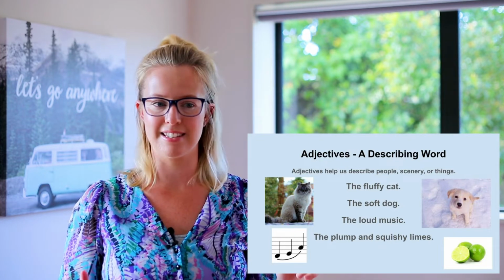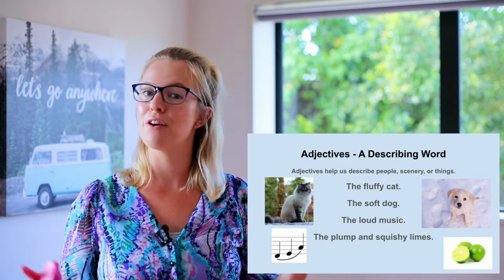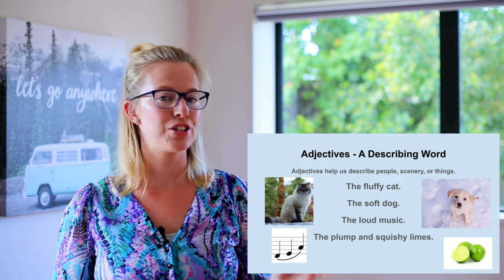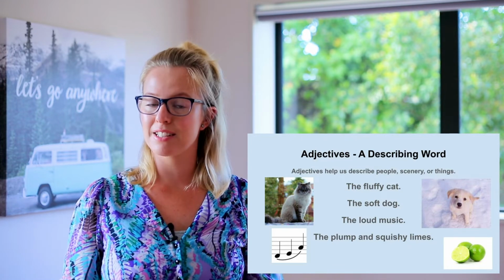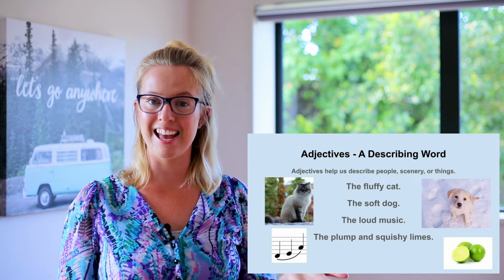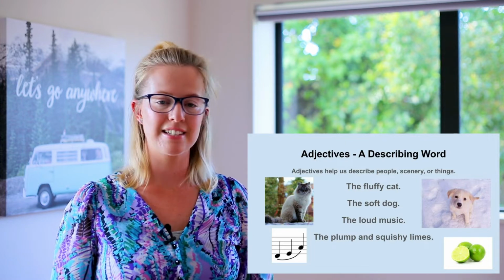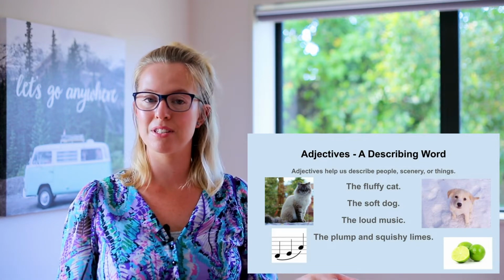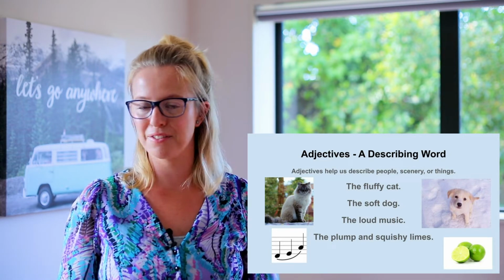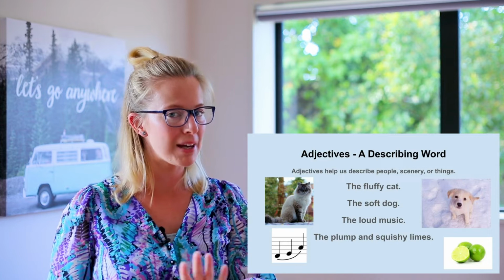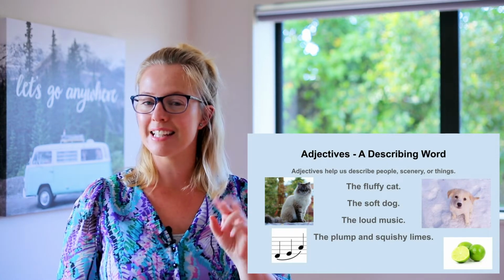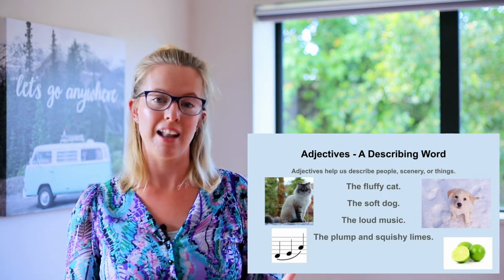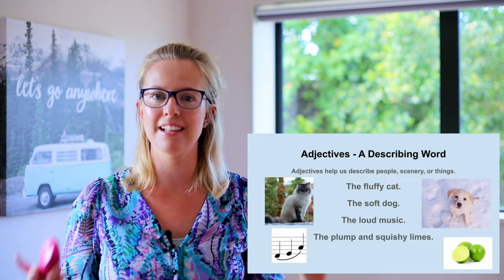The first sentence, the fluffy cat. Fluffy is the adjective. Second sentence, the soft dog. Soft is the describing word, so that is the adjective. The third sentence, the loud music. Loud is describing the music, so loud is the adjective. And hopefully you picked up on this one. I sneakily put 2 adjectives in this sentence. So we've got the plump and squishy limes.